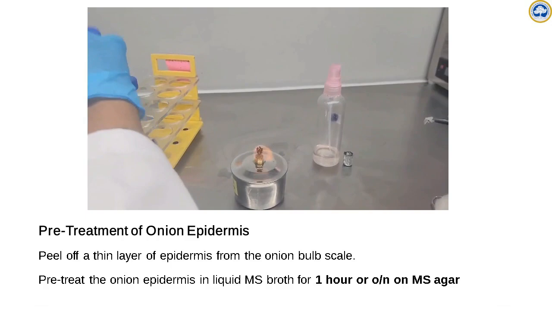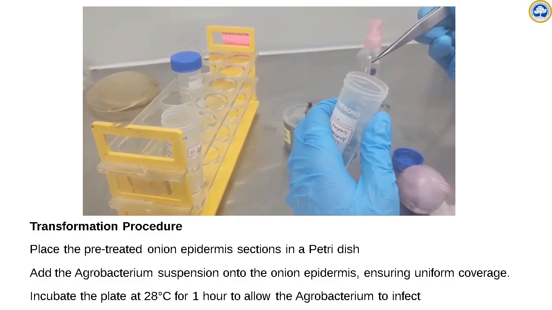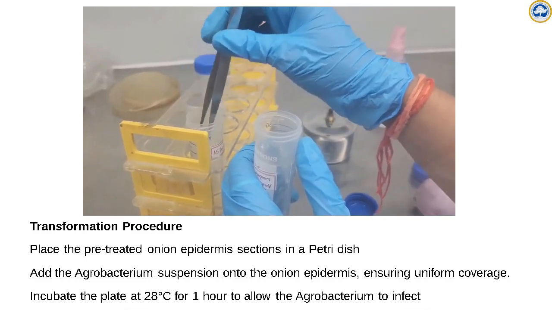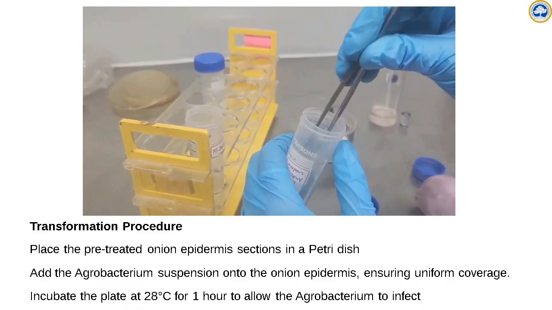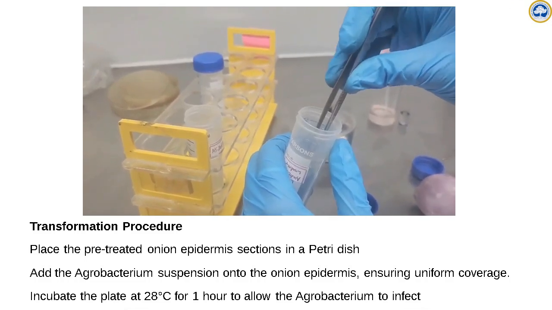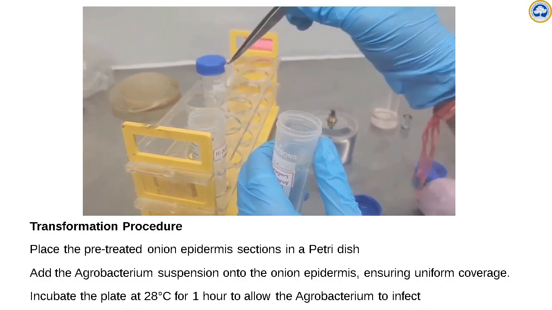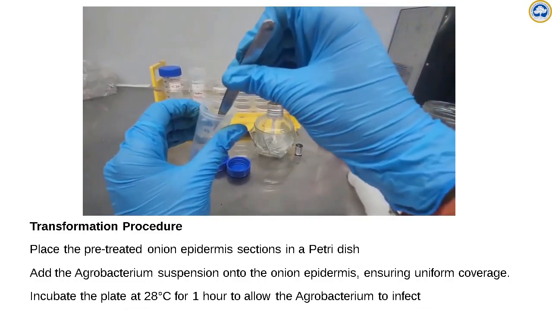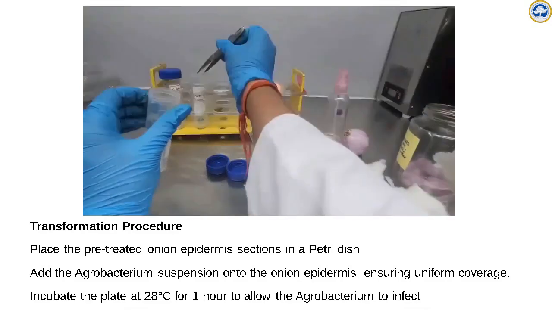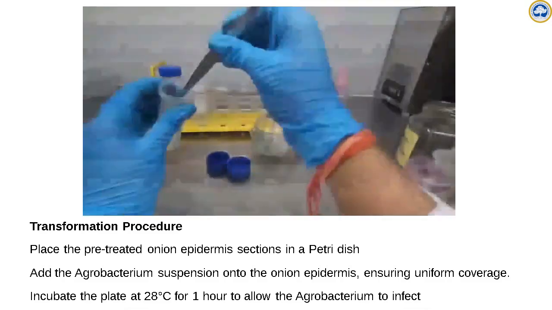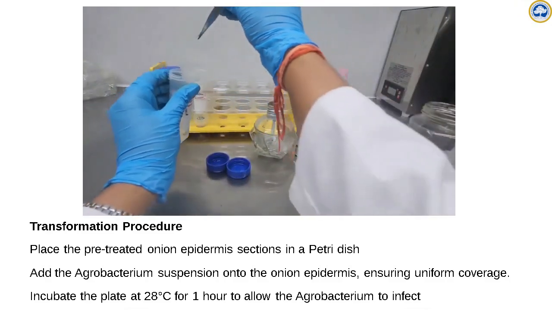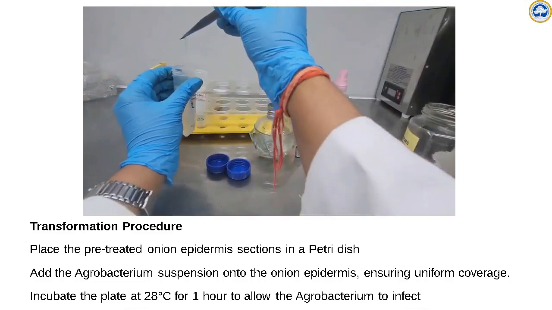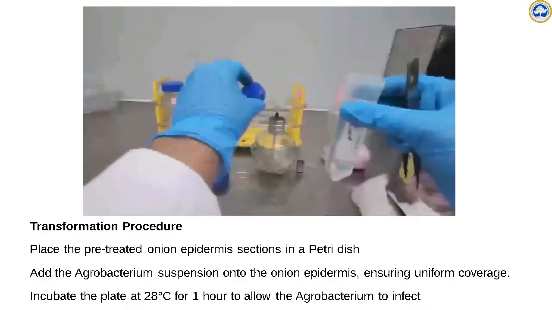These cells, pre-incubated in the MS broth or media, are then agro-infected with the agrobacterium that we have prepared containing acetosyringone. The incubation time is 1 hour. We infect the cells in agrobacterium for an hour, or it can be extended based on the requirement of the cells. Once infected, we rinse the tissue in sterile water or MS broth, and then we co-cultivate it.